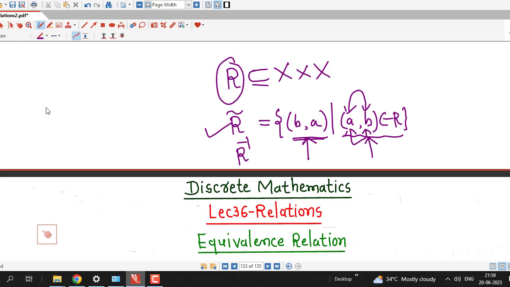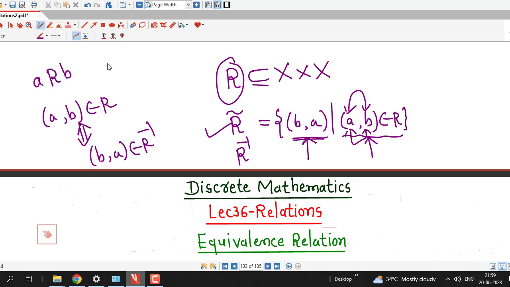So whenever the ordered pair (A, B) is in R, then the ordered pair (B, A) is in R tilde or R inverse, and equivalently it is true on both sides. If A is related to B by relation R, then B is related to A by relation R tilde. So remember that the converse of a relation is obtained by reversing the order in each ordered pair of the given relation.